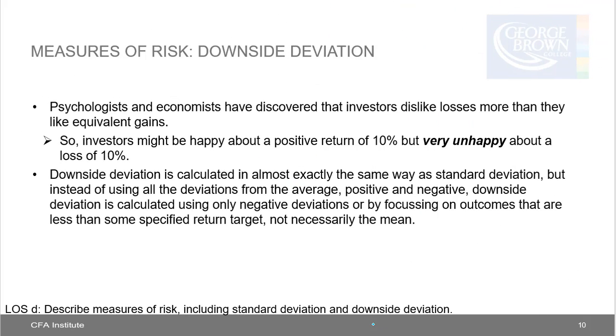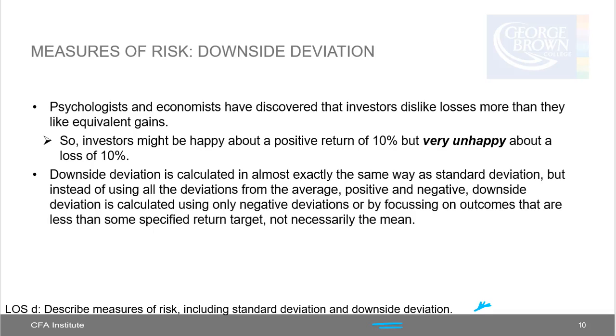Now we're moving on to the last part of the learning outcome statement, describe measures of risk, including standard deviation. And now we're going to look at the downside deviation, okay? So psychologists and economists have discovered that investors dislike losses more than they like equivalent gains. So investors might be happy about achieving an investment return of plus 10%, but very unhappy about achieving a return of negative 10%. Because of this asymmetry in the way investors view the dispersion around the average, some investment professionals use a modified version of standard deviation known as downside deviation.